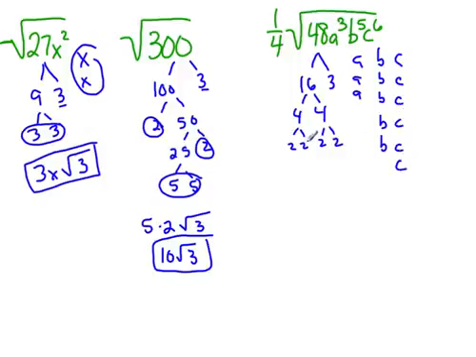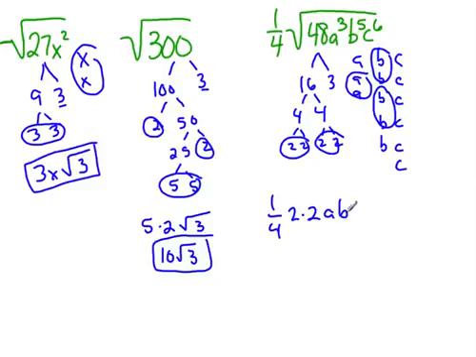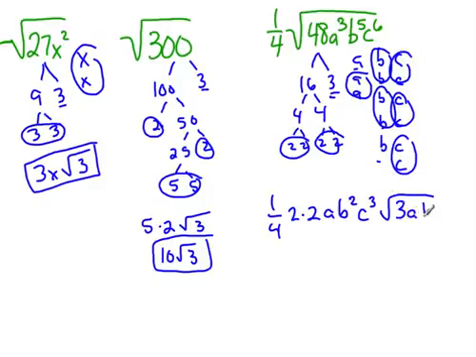And again, I'm looking for pairs. Here's a pair of 2's that I'll put on the outside with my 1/4. Here's another pair of 2's that I'll put on the outside with my 1/4. Here's a pair of A's. Here's 2 pair of B's, so I'll put B squared. Here's 1, 2, 3 pair of C's, so I'll put C cubed. And I have to figure out what all is left over. I have a 3 left over, I have an A left over, and a B left over, so that's 3AB.